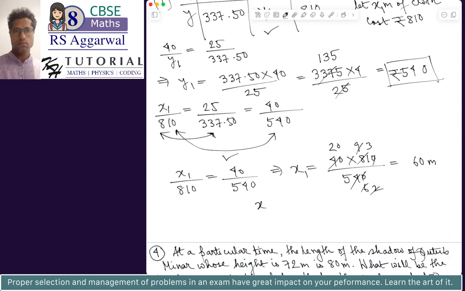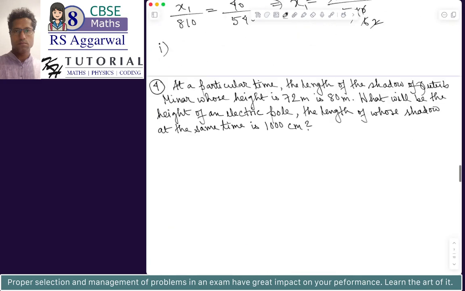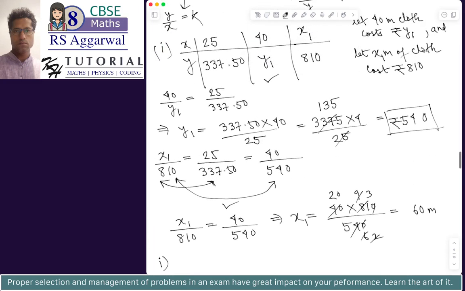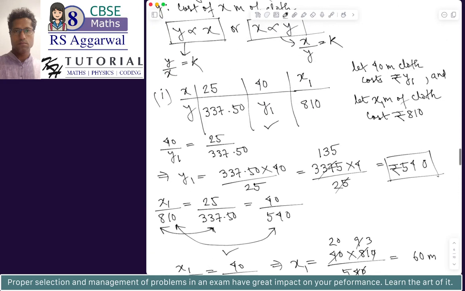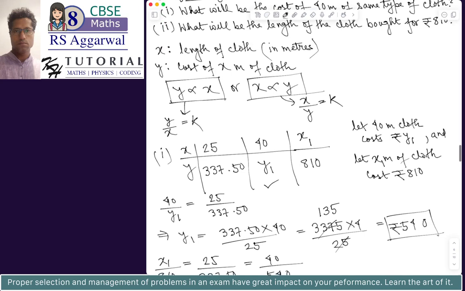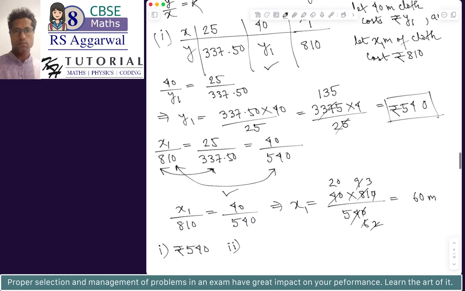So the answer for part 1: it was asking what will be the cost of 40 meter of cloth. So the cost of 40 meter of cloth is y1, which is rupees 540. And part 2 was asking what will be the length of the cloth bought for rupees 810, which is x1, and x1 is found to be 60 meter. So these are the answers.